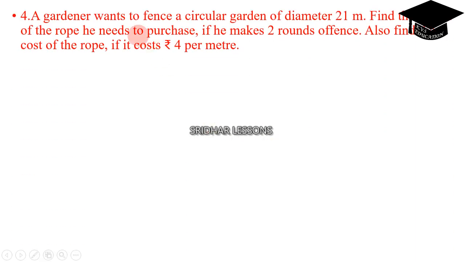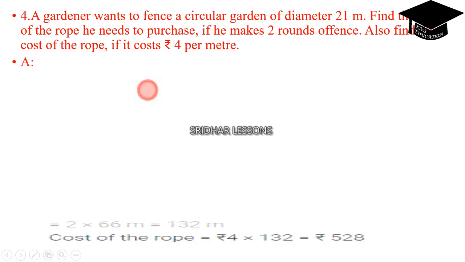Next problem, problem number 4. A gardener wants to fence a circular garden of diameter 21 meters. Find the length of the rope he needs to purchase if he makes 2 rounds of fence. Also find the cost of rope if it costs 4 rupees per meter.